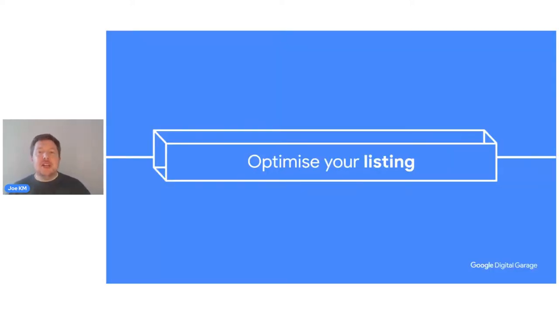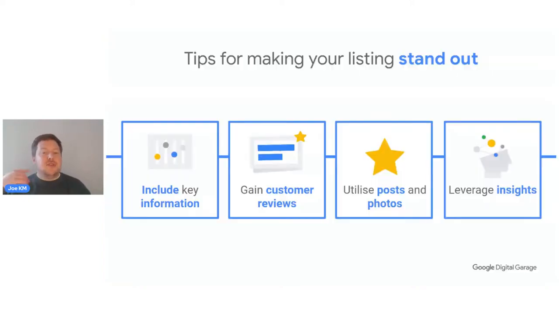So the next section we're going to have a look at is how can we optimize our Google My Business. So straight away here, we can see we've got a Google My Business now. What can we do about this? We've talked about open hours. We've talked about other bits, but now let's actually talk about some things to optimize it, to make it stand out. So include your keyword information. So in the title of your business, make sure your business name is there.